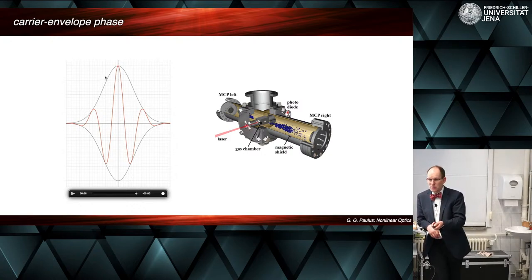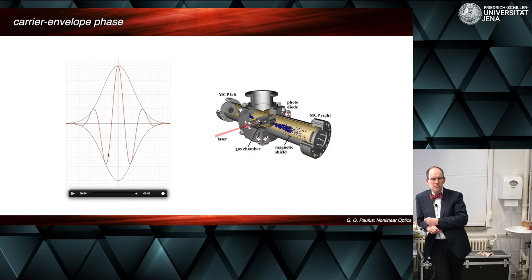And I was the first to be able to measure it, to detect it, and we did it in a very intuitive way. What you see here is that the field strength in this direction, in positive direction, is larger than in negative direction. Right? And if we use these pulses in order to ionize gases, then the ionization probability at this point is larger than in these two points.